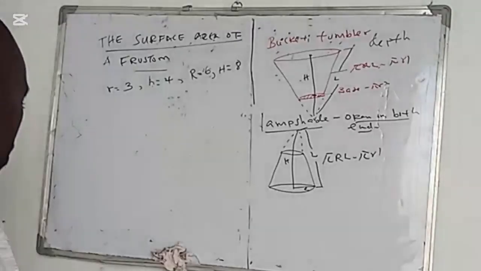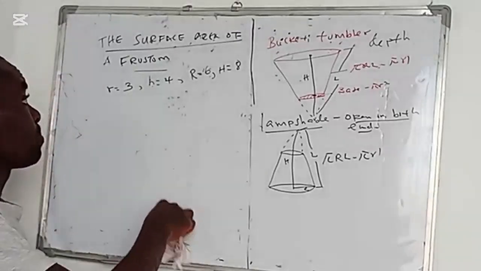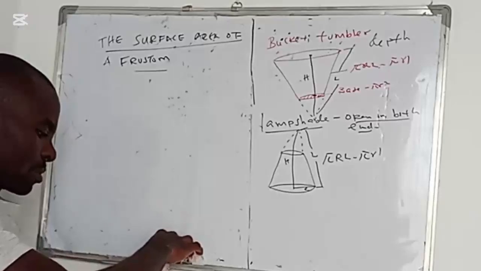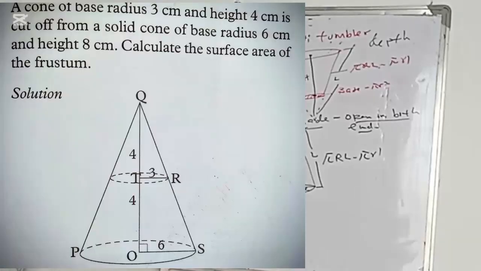and we have one. So we have this question. We are having a cone of base radius 3 centimeters and height of 4 centimeters cut off from a cone of base radius 6 centimeters and a height of 8 centimeters. So they want us to calculate the surface area of the frustum. One thing to note is that they are talking of a solid cone. So if it's a solid cone, it has 3 surfaces. It has the base, it has the top, and it also has the curved surface.